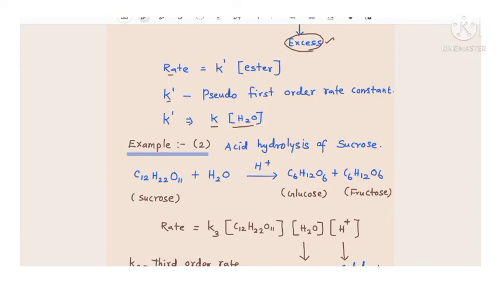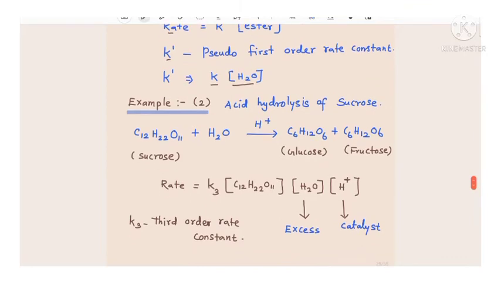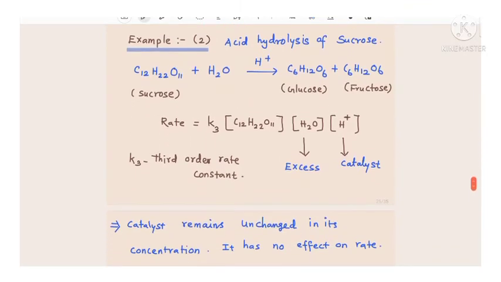Let us understand clearly with another example, the acid hydrolysis of sucrose. Even the hydrolysis of sucrose in presence of an acid catalyst is an example for pseudo first order reaction. Now this is the reaction. C12H22O11 is the formula of sucrose, which on hydrolysis, on reaction with water in presence of a catalyst, H plus, the symbol for acid, isn't it?